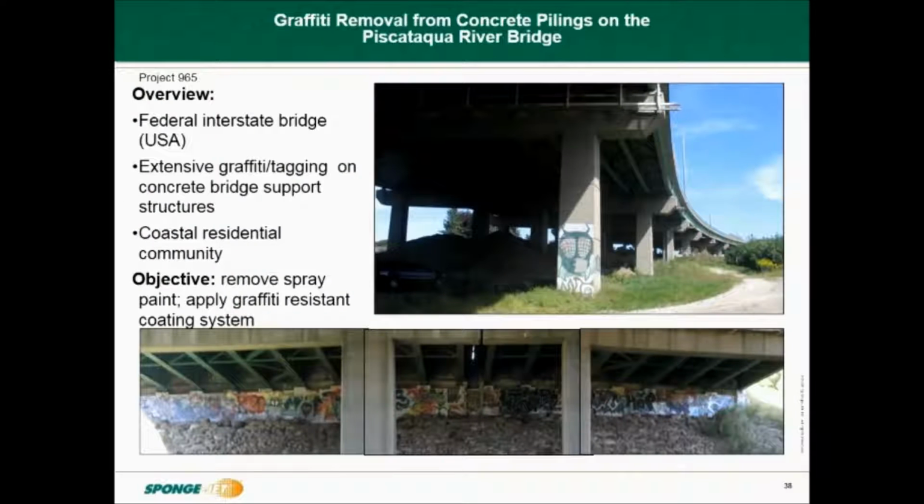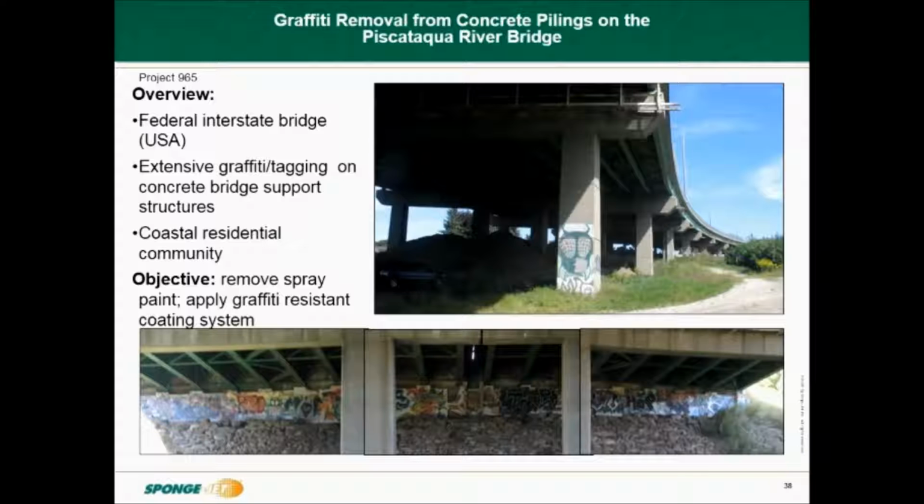Project 965. Southern Cross Boat Works in Florida, USA, was the contractor that won the project, and it was to remove the graffiti off pylons on some of the major freeways. And then they had to coat them, or the job scope was to coat them with an anti-graffiti coating.